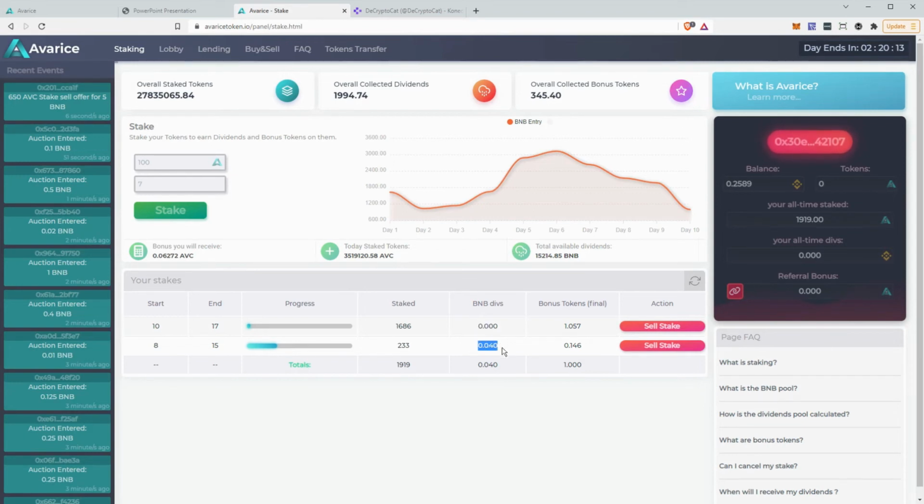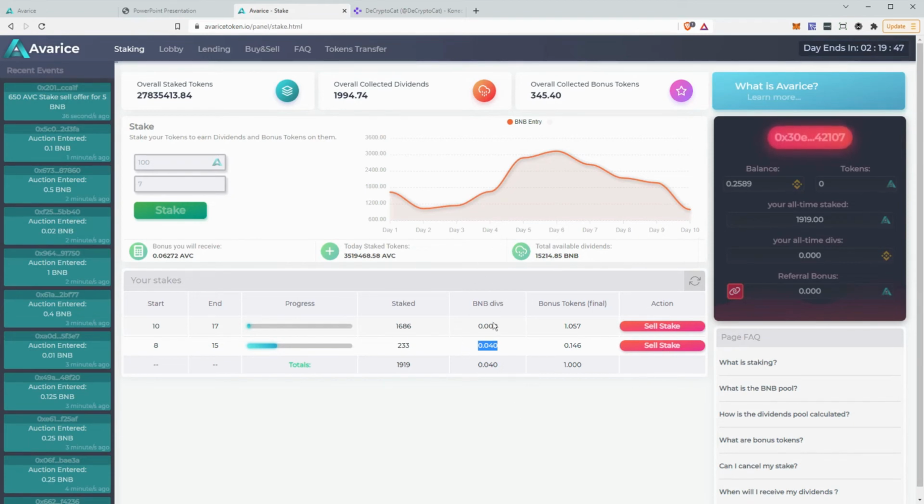So this is one day's dividends I have here as 0.04. And if you remember, I put in 0.25. So guys, if this rate keeps up, I'm earning my ROI in about 6 days. So my ROI will be by the time that this 7-day stake is up. Then I can restake it and keep earning divs off of that.